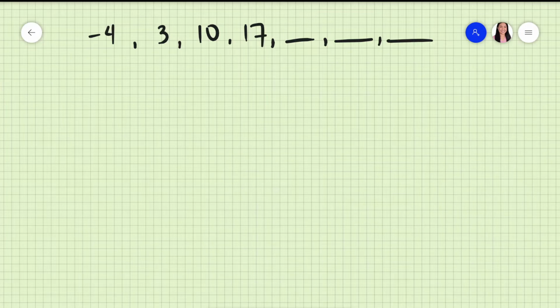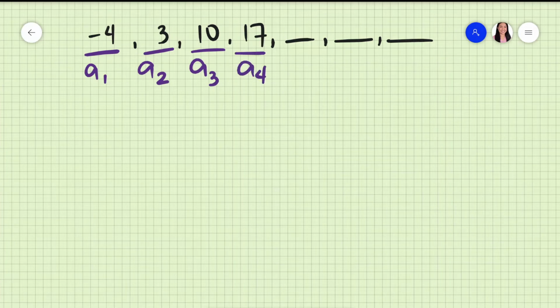For this sequence, let the first term, negative 4, be a sub 1, let the second term, 3, be a sub 2, let the third term, 10, be a sub 3, let the fourth term, 17, be a sub 4, and for the last three terms, let them be a sub 5, a sub 6, and a sub 7. Now, let us check whether the consecutive terms have a common difference. Let's start with a sub 2 and a sub 1.